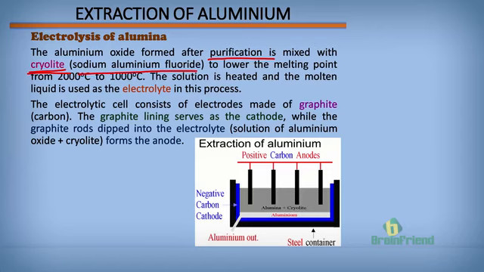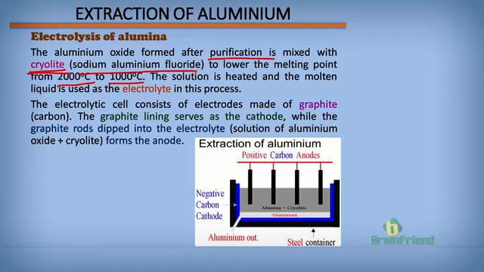Our electrolyte. Now, this sodium aluminum fluoride is added to lower the melting point from 2000 degrees Celsius to 1000 degrees Celsius. Now, this solution is heated and the molten liquid is used as the electrolyte in this process. All right? So for this electrolysis, we are saying that the electrolyte is going to be what? The aluminium oxide and cryolite heated, and then the liquid that we get from the heating is forming our electrolyte.